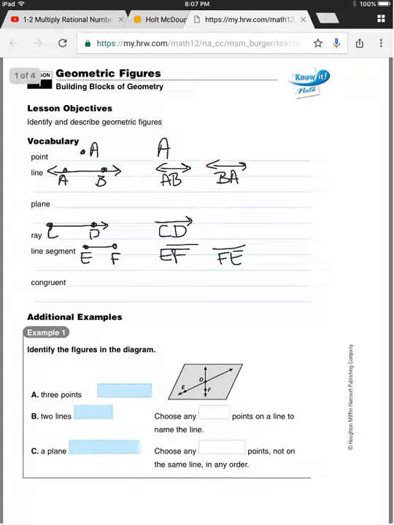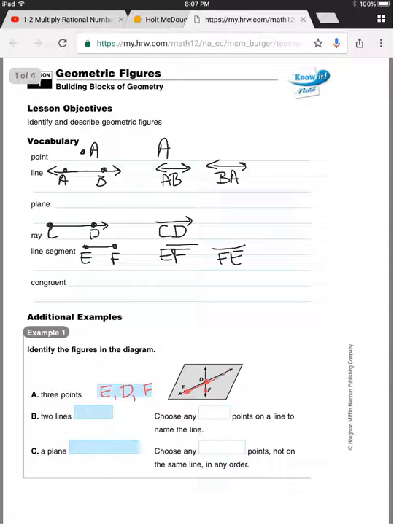So we're going to identify the figures in the diagram below. We're going to identify 3 points. Now 3 points, there's a point, I need a different color so you can actually see it. There's a point here, there's a point here, and there's a point here. And we just put the letters beside them. So E, D, and F.